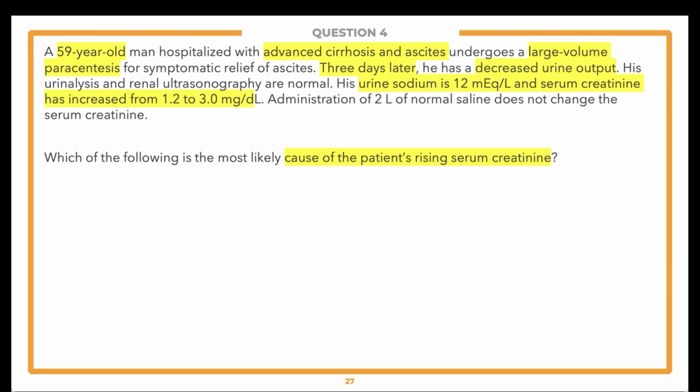So that's a problem. They look at the kidneys on ultrasound, all good, and they give you an interpretation of his urine. Urine sodium is 12, so it's less than 20. Creatinine jumped from 1.2 to 3. That's a big deal. And they gave him 2 liters, because what do we do normally when we see acute kidney injury? We start giving fluids. Well, they gave him 2 liters. It did not improve. So what would explain why his creatinine continues to rise, and why he didn't respond to fluids? All right, let's look at the options here, and let's try to get a better understanding.